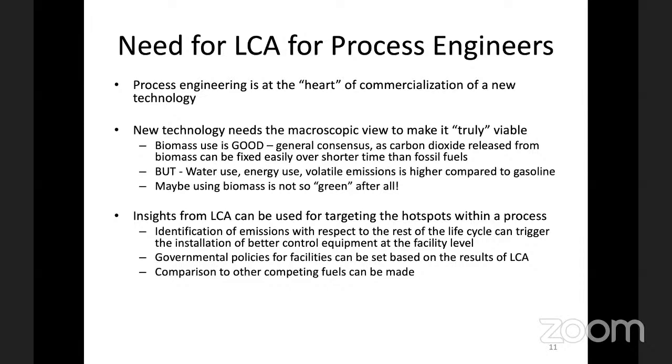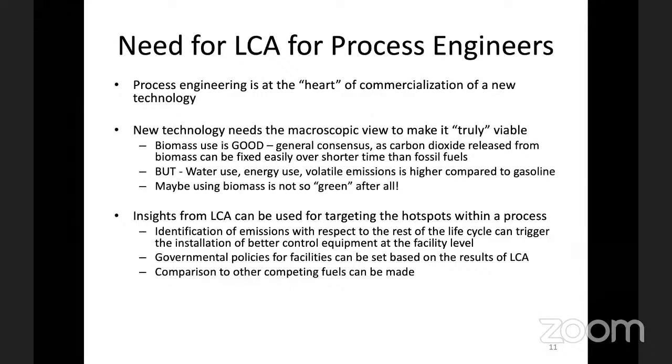Biomass use is good because, by general consensus, the carbon dioxide released from biomass can be fixed easily over a shorter time than with fossil fuels. However, when we consider biomass as a potential feedstock, we often do not take into account the water use, the energy use, and the volatile emissions that have gone into making that biomass and converting it into the product. It is higher compared to gasoline. Maybe using biomass is not so green after all.